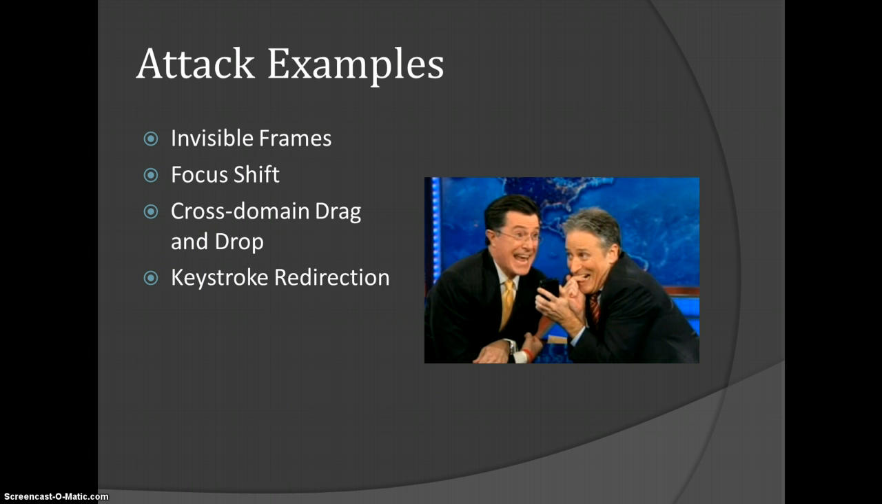So some of the attack examples brought up in the book are invisible frames, where you can overlay a completely invisible frame over what the victim actually sees, trying to get them to click on say a button that they don't see. They think they're clicking something else. So obviously it's going to do something completely different in the background. Shifting focus, so they think they're typing into one text box but it could be another.